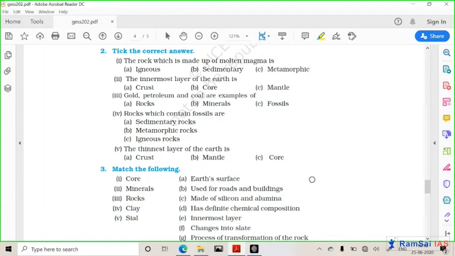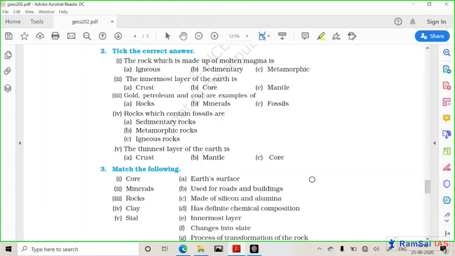Basalt is an example of igneous rock. What is an example of sedimentary rock? Sandstone is an example of sedimentary rock. The Delhi Red Fort is made up of sedimentary rock. Third is metamorphic rock. Marble is an example of metamorphic rock.